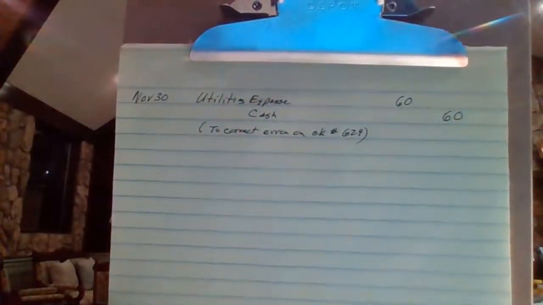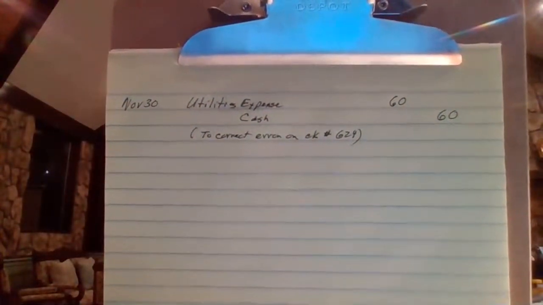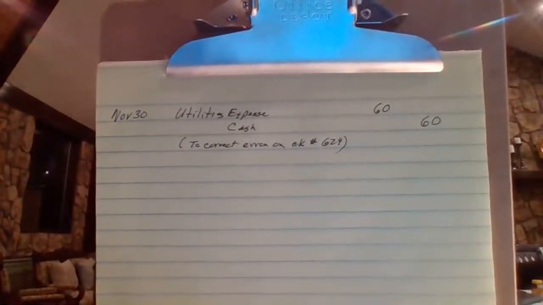Okay. To correct error on check number 624. Here's what the journal entry would look like. Increasing the expense that check was for, the utilities, and lowering cash because the check was for 105 and we recorded it as if it was 45. We made a mistake.